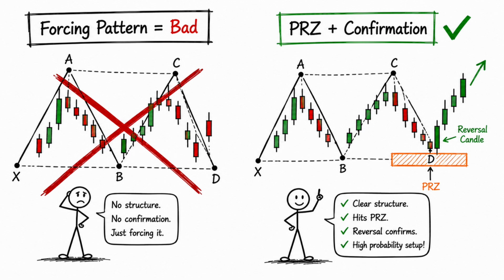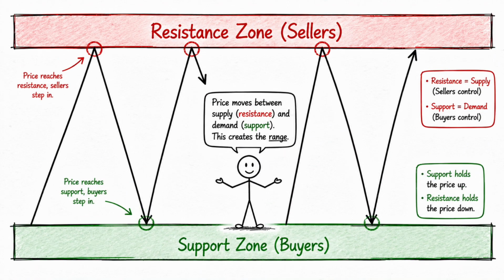And even when price reaches the PRZ, don't blindly enter. Wait for confirmation: a rejection candle, a structure shift, momentum confirmation, something that tells you price is actually reacting. The PRZ tells you, watch this area. It doesn't say, enter immediately.